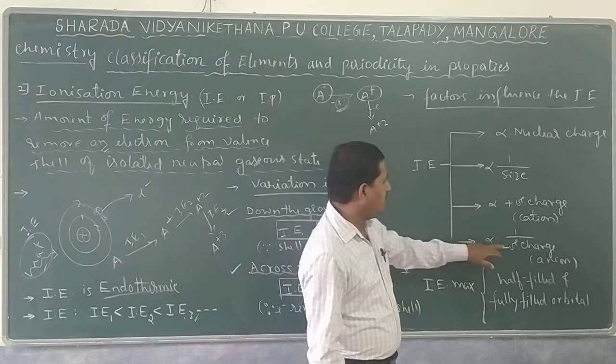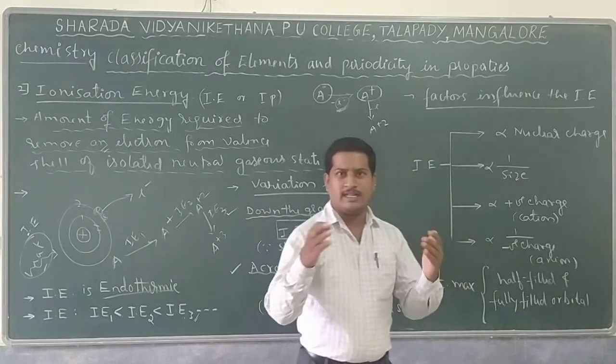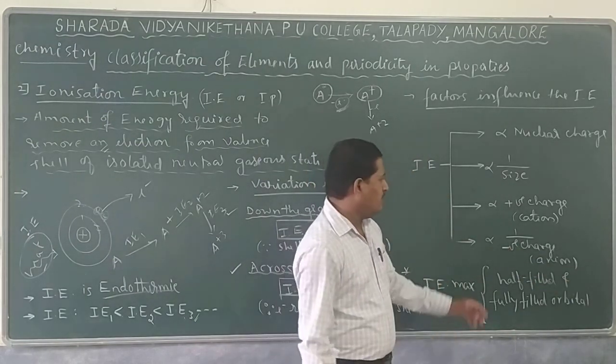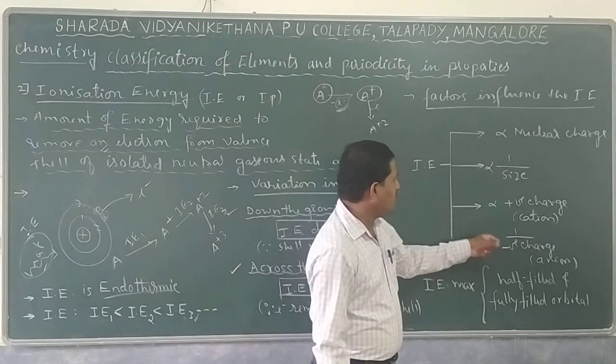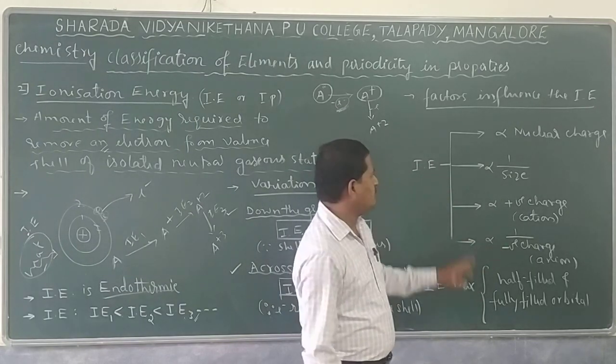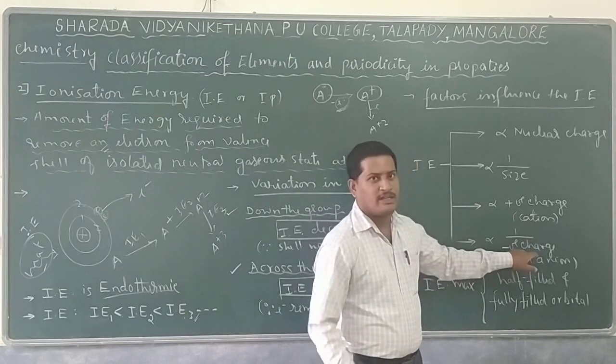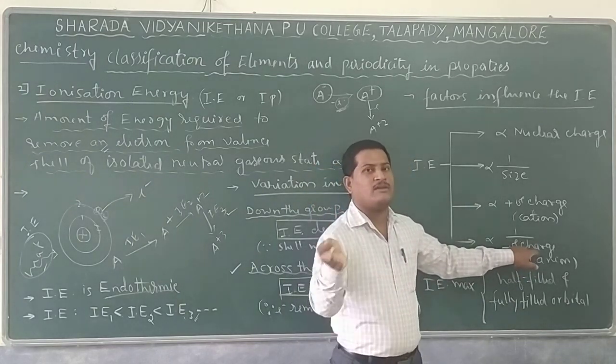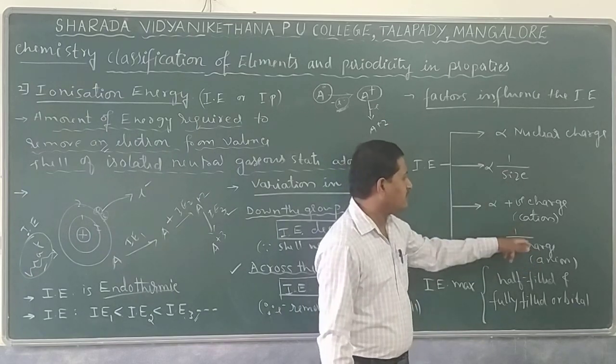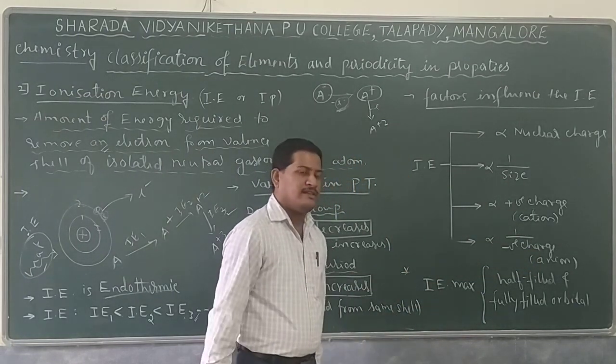And for negative charge, or an anion, the extra electron is already there. As a result, it is inversely related to ionization energy. So ionization energy is inversely related to the charge of the anion. The greater the negative charge, the easier the removal of an electron. So these are the factors that will influence the ionization energy.